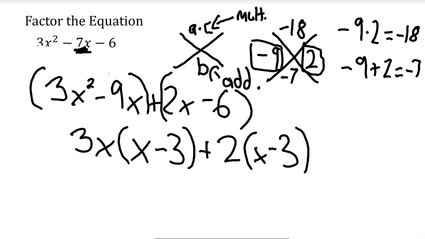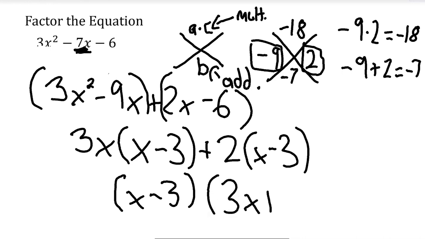Now we can factor out the x minus 3 from each side. Taking away x minus 3 leaves us with 3x plus 2. And that is how you factor it.